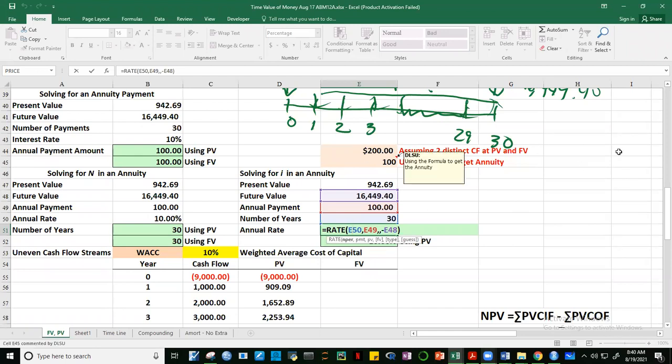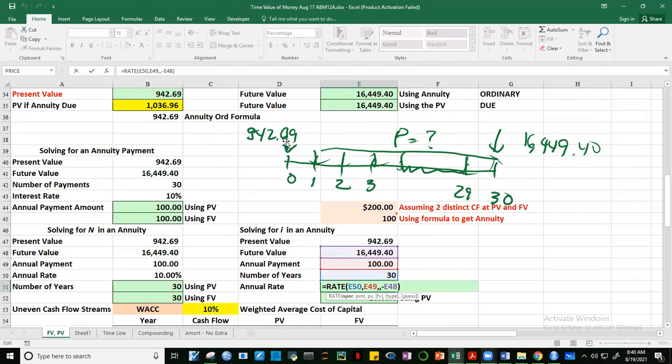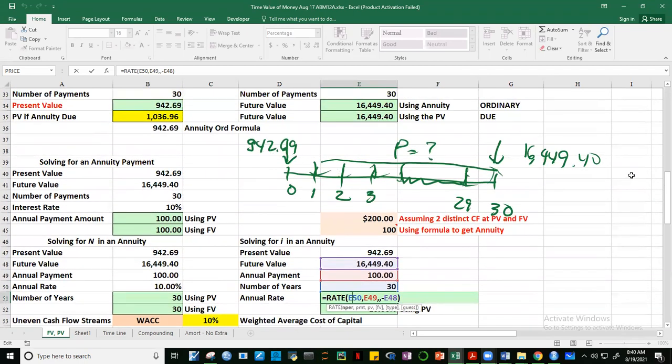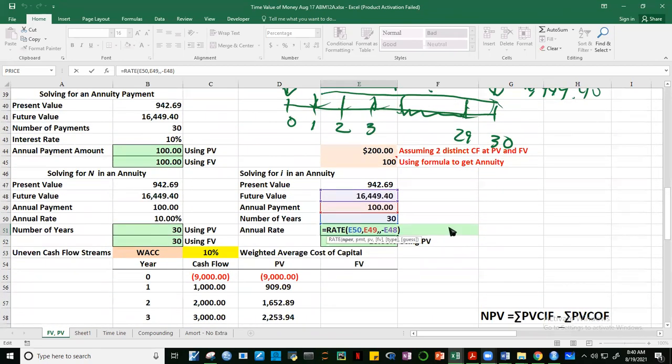Parang yung kanina dito, no? Meron tayong 942 dito sa simula, meron pa rin 16,449 sa dulo. Hindi siya equivalent, no? These are separate cash flows. In this problem, kasi that can also happen. So pag hindi equivalent, dalawang distinct cash flows ang ipapasok natin sa formula. Pero ito, guys, they are equivalent cash flows. So back to the rate function, NPER is 30, PMT is 100, okay?